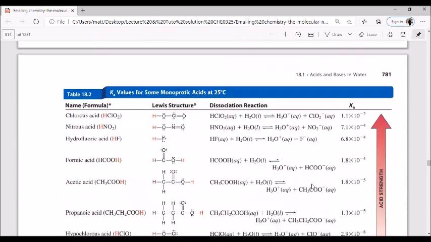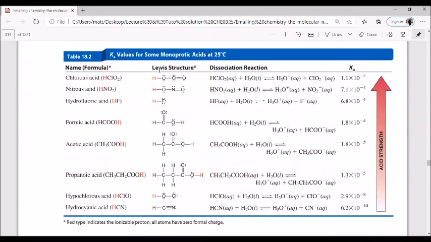Okay, this is a table of Ka values for some monoprotic acids at 25 Celsius. Monoprotic means they have one dissociable hydrogen, one dissociated H. For formic acid, you see two hydrogens, right? But the hydrogen that dissociates from the formic acid is only this hydrogen, not this hydrogen. This is considered a monoprotic acid.